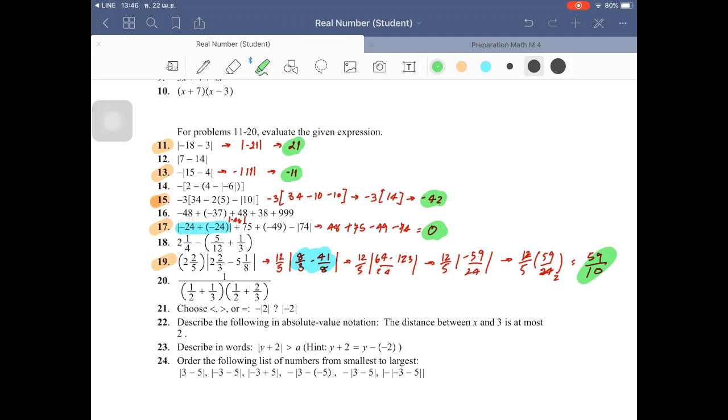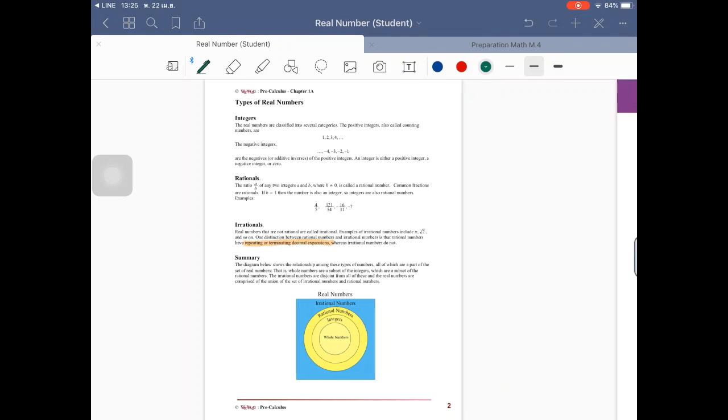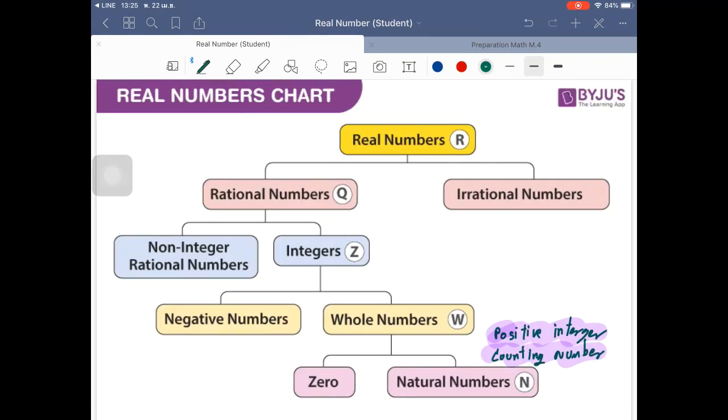Okay, that's it. It is the end of the topics of number line and absolute. Okay, the next topic is about the types of real numbers. This one is a very short topic. So I will show you briefly how we organize the types of real number here. This one, you can take the picture or you can capture the screen.